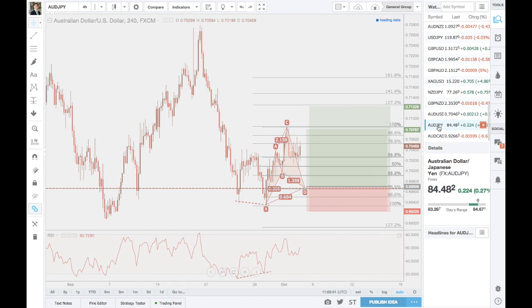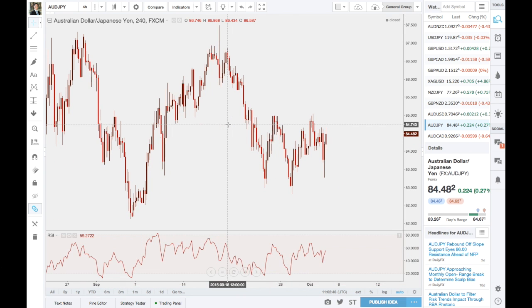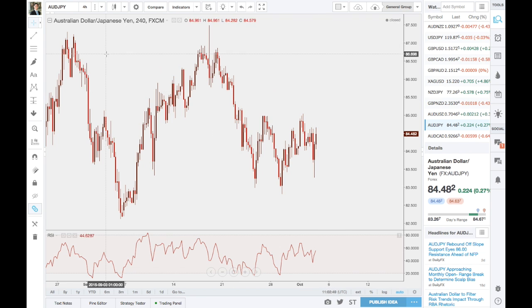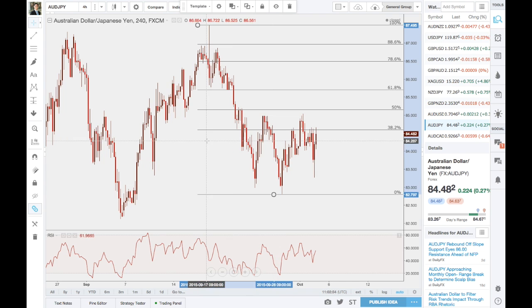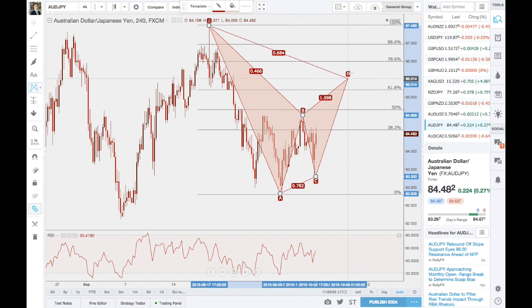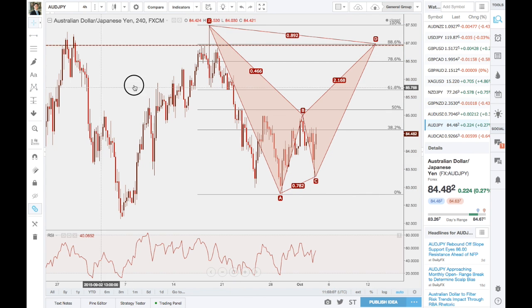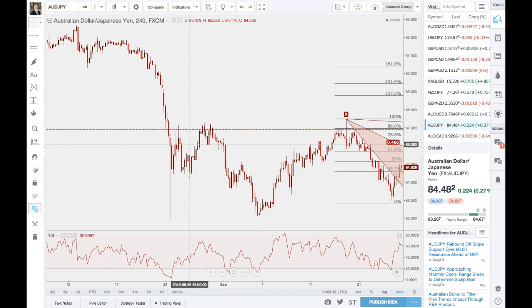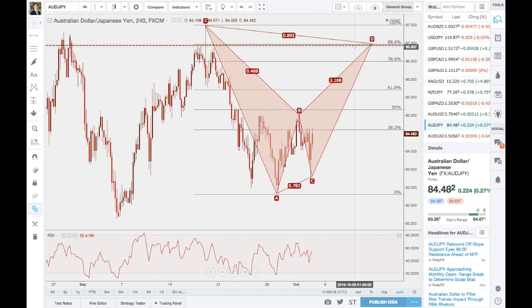The next pair I want to pull you through is the Aussie Yen. If you look through on this pair, what we have is another setup, which is also a harmonic pattern setup. I would like to share with you that this setup is very similar to the Aussie dollar. What we have over here is a potential Bat pattern. And if we drop in a horizontal line, we do see some previous structural resistance level over here as well. So this is, I would say, one of the higher probability setups for Australian yen.